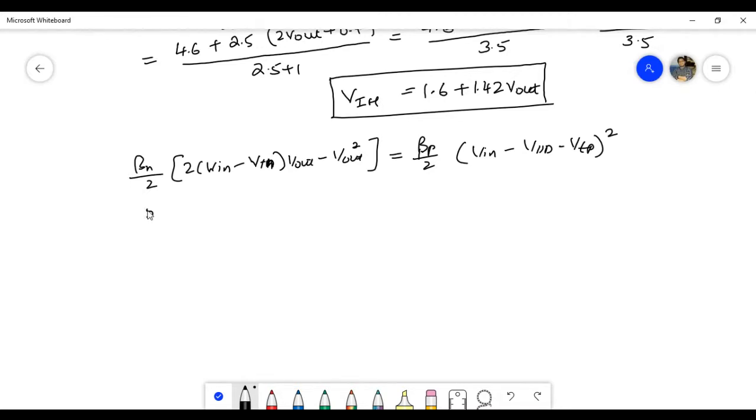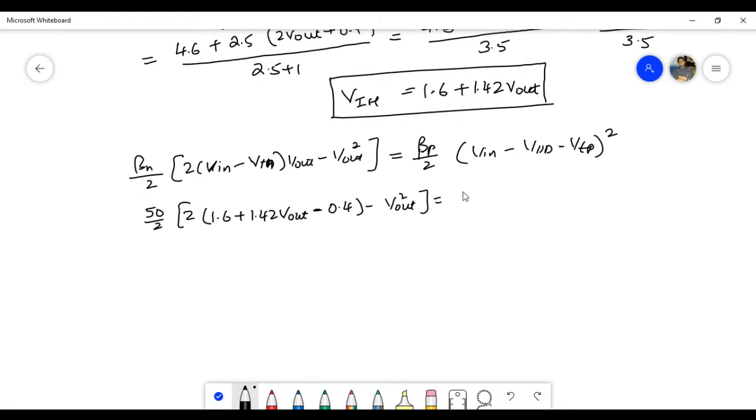50. 50 by 2 into 2 into V in, just write this VIH, 1.6 plus 1.42 into V out minus VTN is how much? 0.4. 0.4 minus V out is unknown.